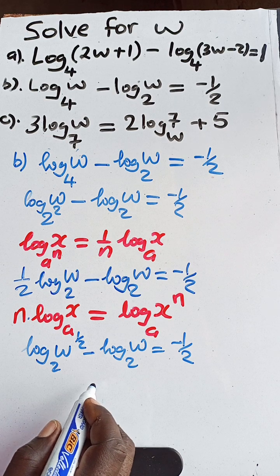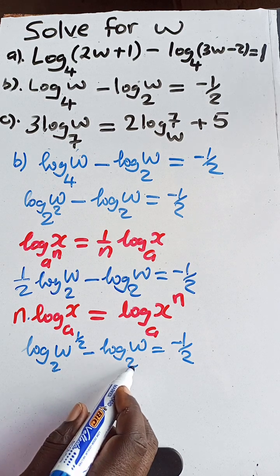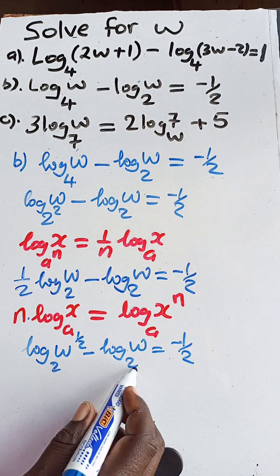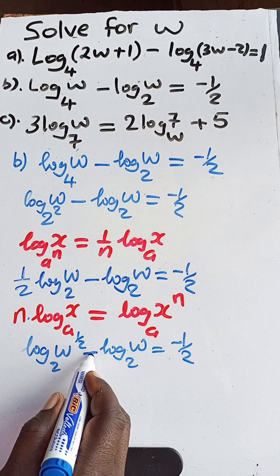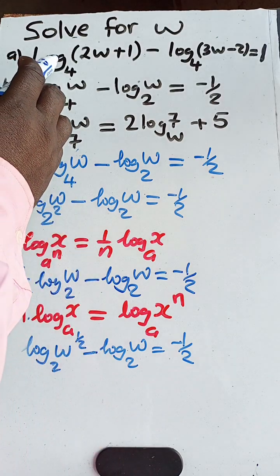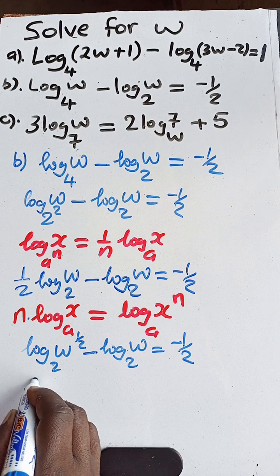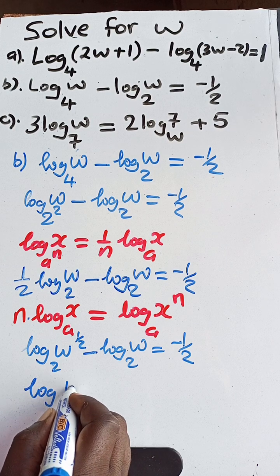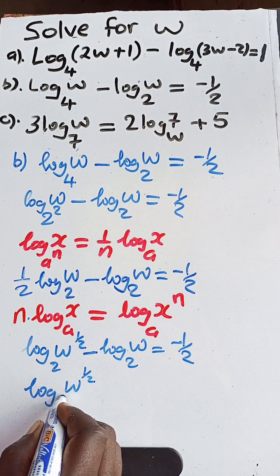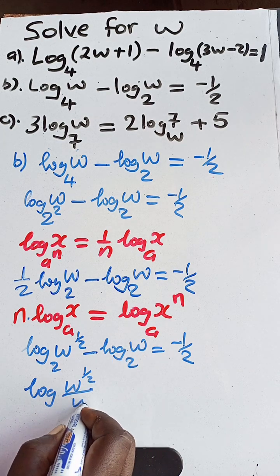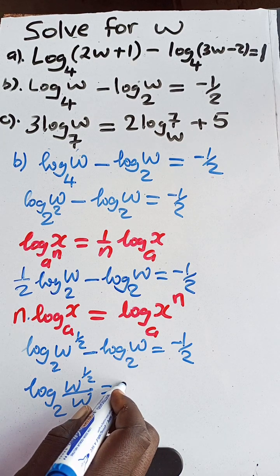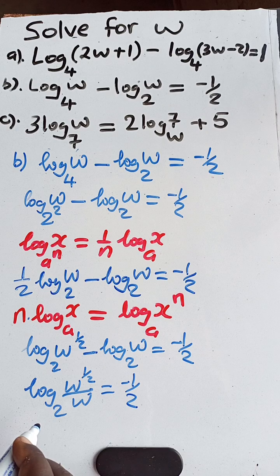Okay. Now we have the same basis. We have arrived at the same base, so we can now apply the law of subtraction that we used earlier with exercise A. So this will give us log w to the half divided by w base a is equal to negative half. All right?